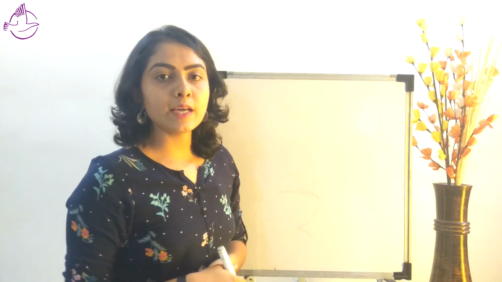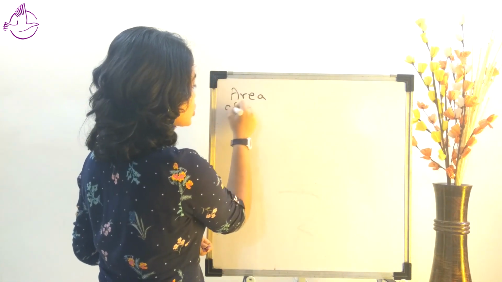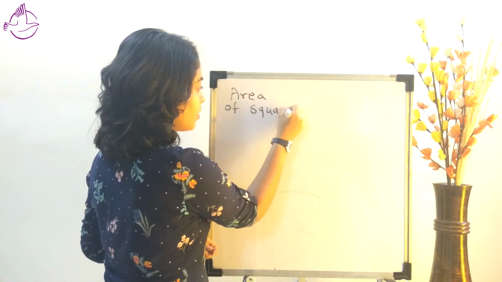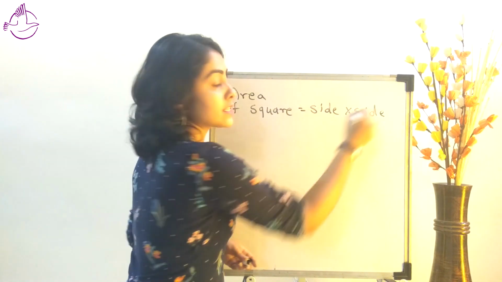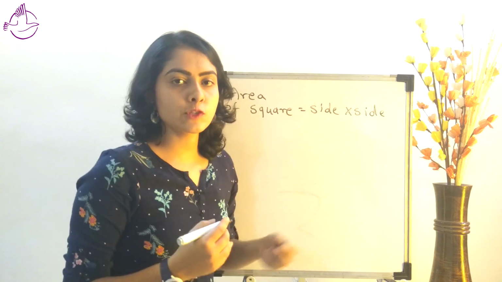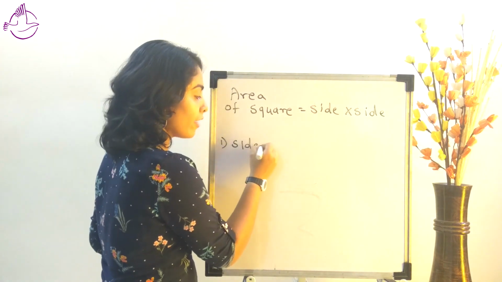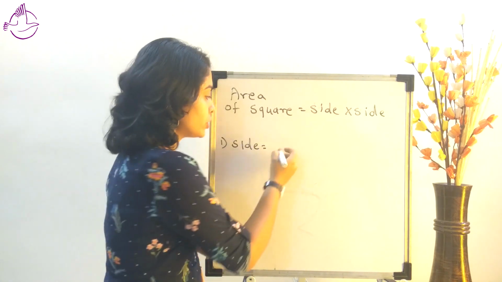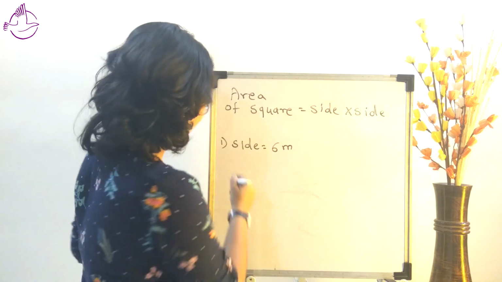Let us take another example, of a square. Area of square is equal to side multiplied by side. This is the formula to calculate area of square. Let's take an example. If we are given the side of a square which is 6 meters, then let's find out its area.